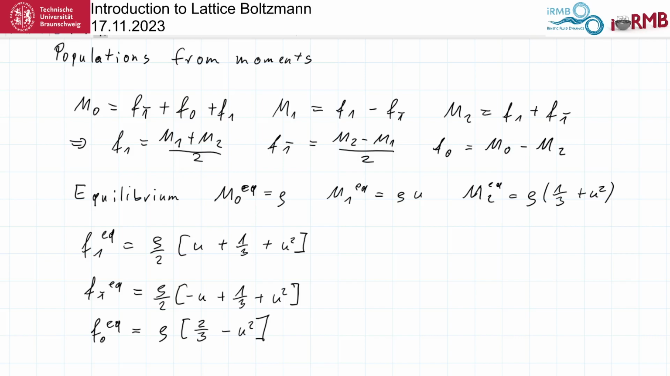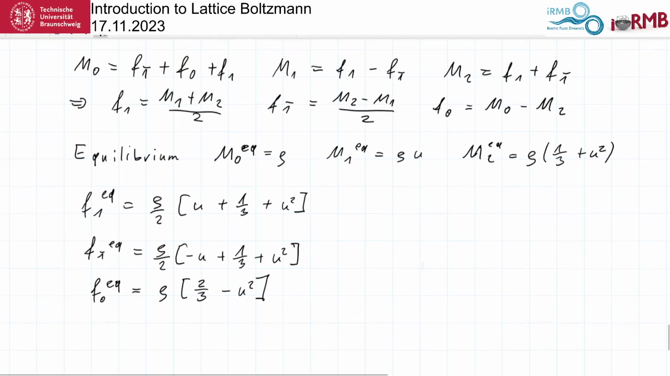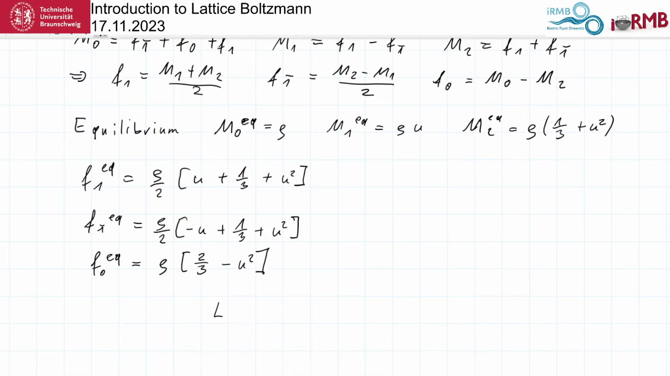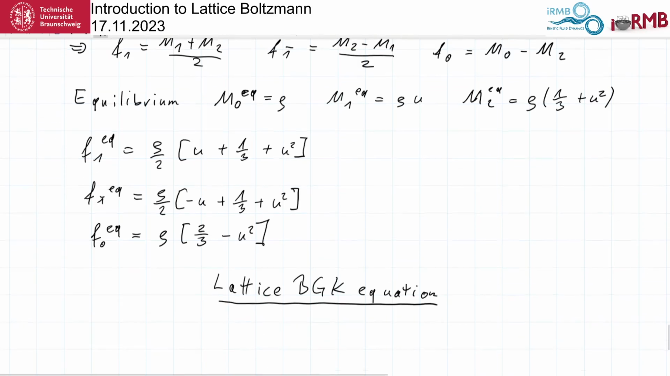Now we know the equilibria for all the populations, and now we can do our Lattice Boltzmann algorithm, by, of course, looking at what we are doing: the lattice Boltzmann, lattice BGK now, because we are using the BGK equation. Okay, a little bit of theory still to get an understanding of what we are actually doing.